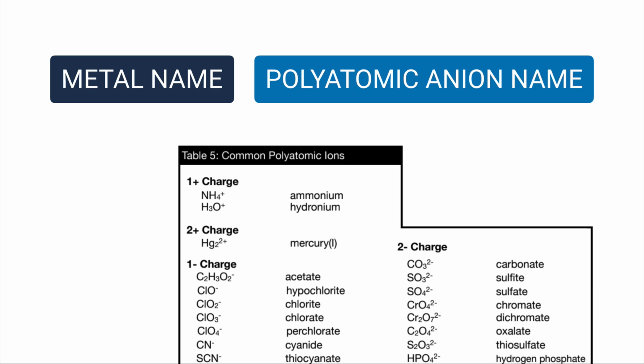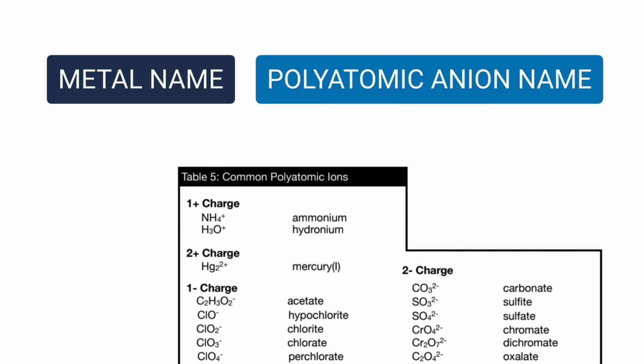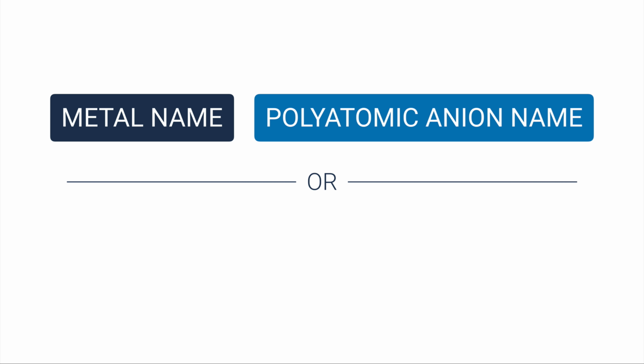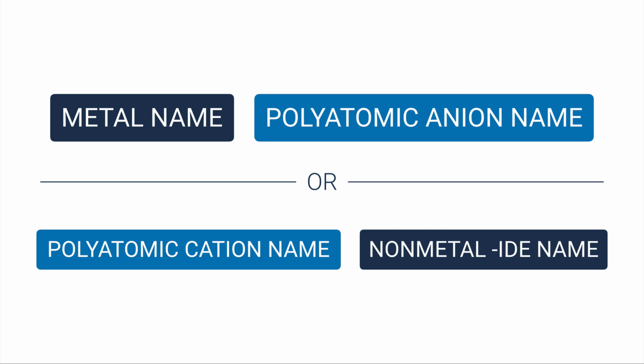But like I mentioned, not all of them are negative. Some of them are positive. If you look, +1 charge, +2 charge. And so less common, but still possible, I could have a polyatomic cation bonded to a nonmetal. And so if that's the case, you're going to use kind of this second layer of a template here where you have polyatomic cation, which is positive ion. Put that name first, and then a space with the nonmetal ide name.